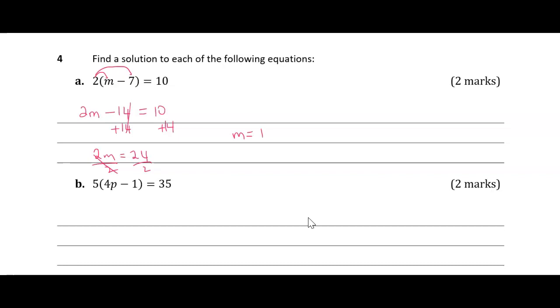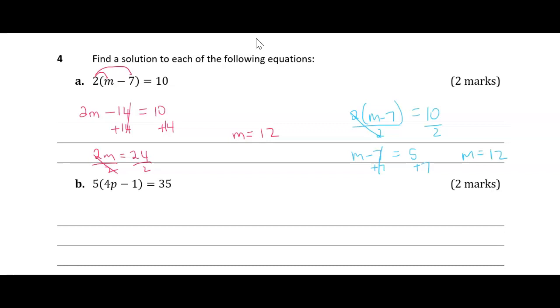Now, I did show some people another way of doing these ones, so I'm going to do that just on the side here. Now, the pink way will work for any bracket. This way will only work if the number out the front of your bracket is a factor of the number on the right-hand side. So it is for this one, so I can just say, all right, let's divide both sides by 2. So we got left with m minus 7 equals 5, and then add 7 to both sides.